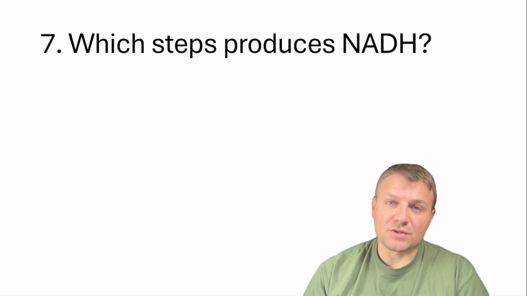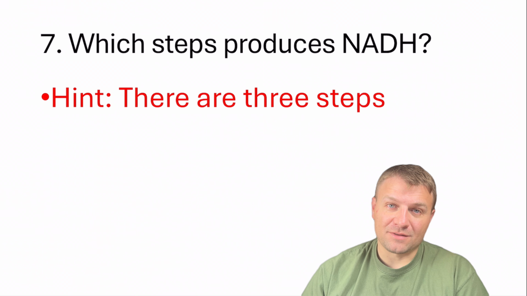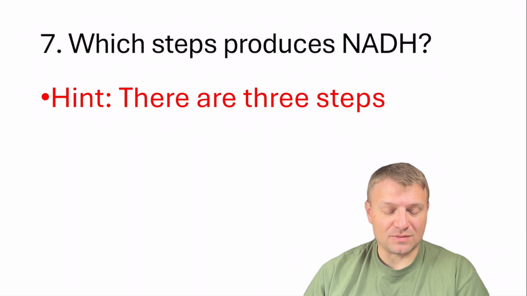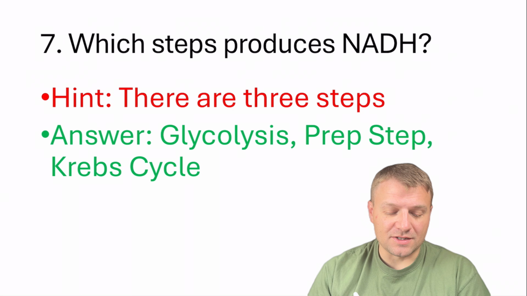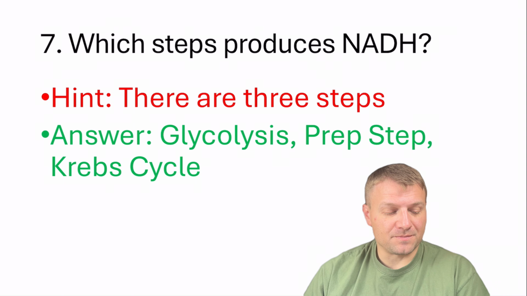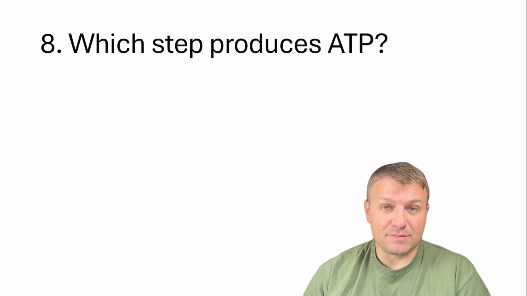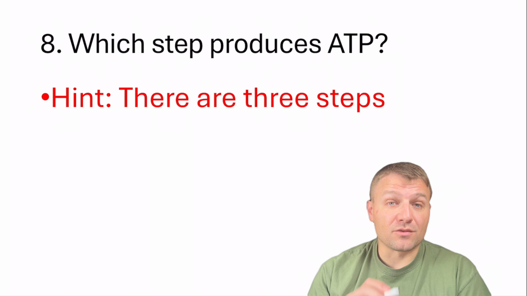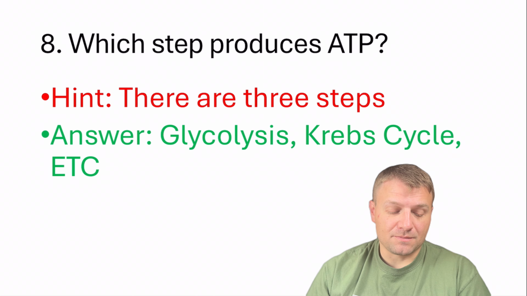Number 7, which step produces NADH? My hint here is there's actually 3 steps that produce NADH. The first 3 steps are the answers: glycolysis, prep step, and the Krebs cycle. Number 8, which step produces ATP? My hint here is that there are 3 steps that produce ATP. The answer is glycolysis, the Krebs cycle, and the electron transport chain.